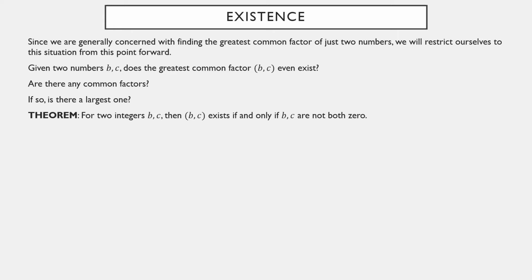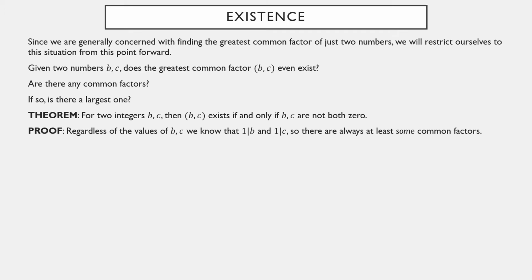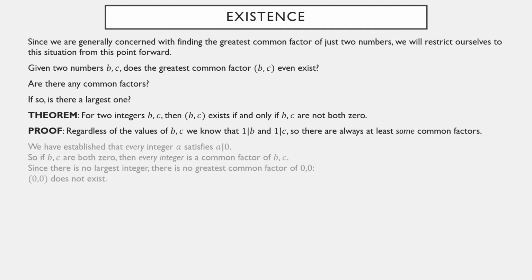So if I look for the greatest common factor of 0 and 0, that doesn't even exist. But if I look for the greatest common factor of 2 integers that aren't both 0, maybe one of them is, maybe neither of them is, but they're not both 0, then the greatest common factor will exist. So as a proof, we know that it doesn't actually matter whether b and c are 0 or not. 1 is a factor of every integer. So 1 is a common factor of b and c. So there are always common factors of 2 integers. The only question is, is there a biggest one?